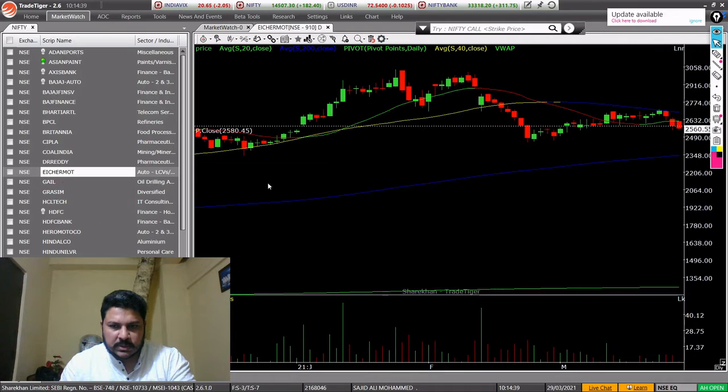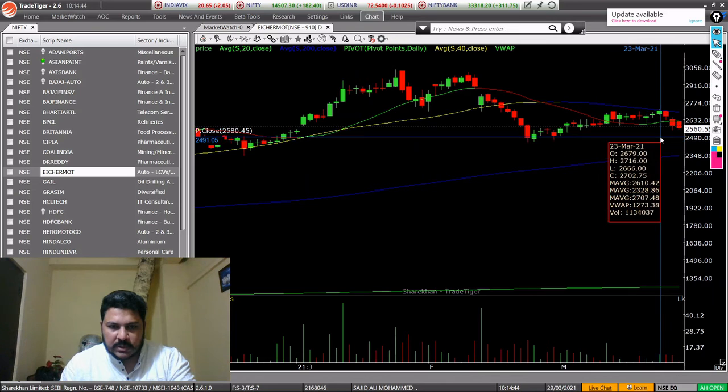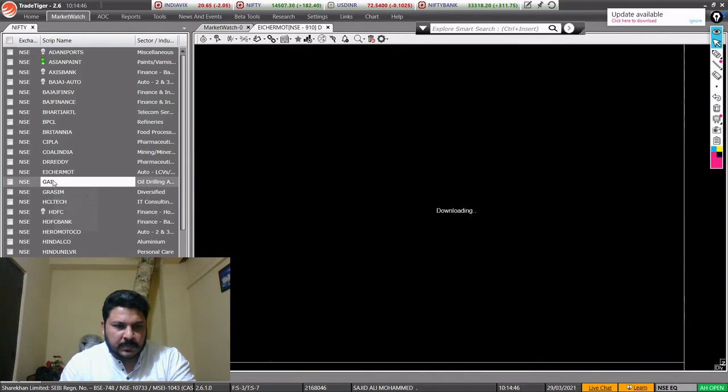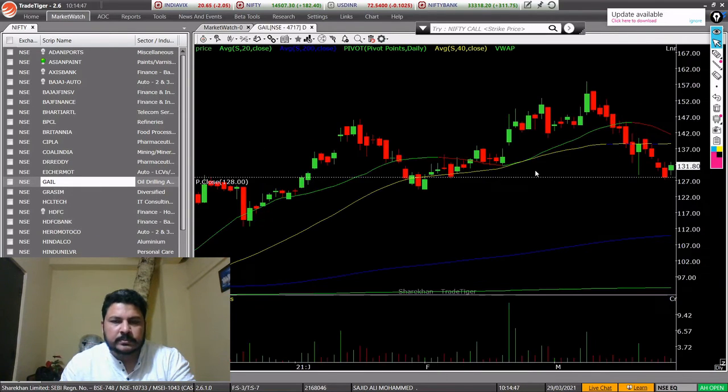Tata Motors is definitely coming down till 2348. You can watch out for this level. This is again a consolidation level. GAIL can take a bounce from here, but it's going to take some time.